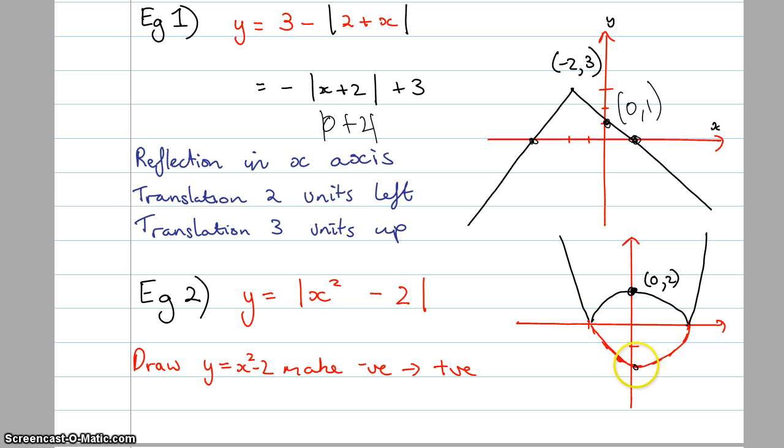So this one was 0, negative 2, that now becomes 0, 2. And all of these values get translated up like this. So all of this bit down here disappears, and all we're left with is that there.